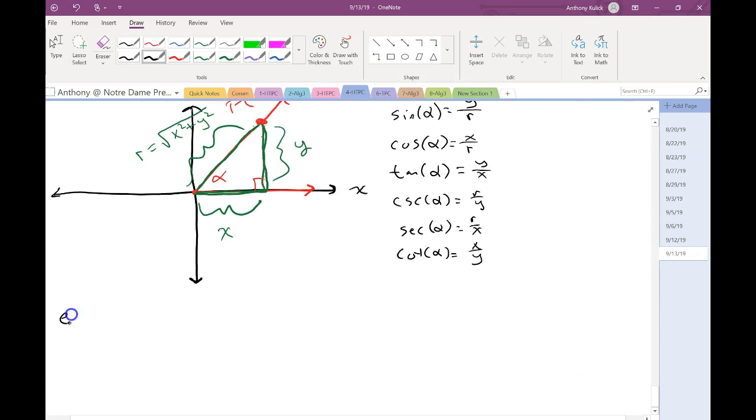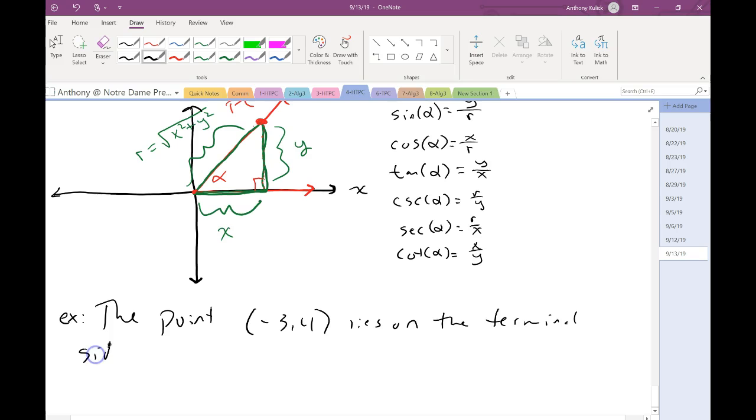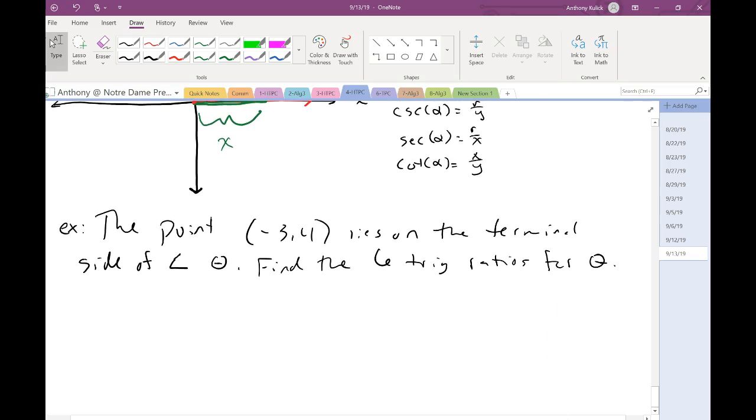So, what can we do with this? Let's say we have the point negative 3, 4 that lies on the terminal side of some angle theta. And we want to find the 6 trig ratios for theta. So we want sine theta, cosine theta, tangent theta, cosecant theta, secant theta, and cotangent theta.